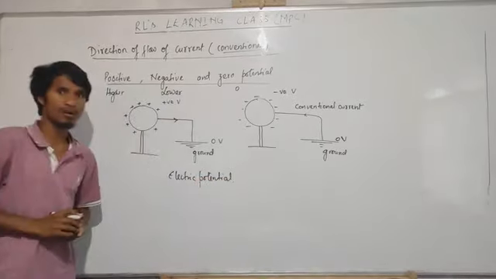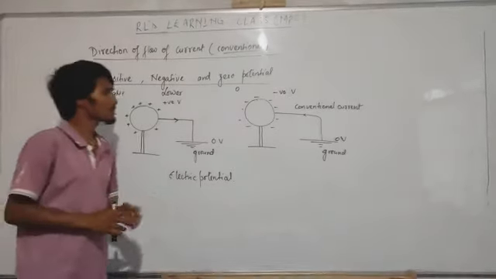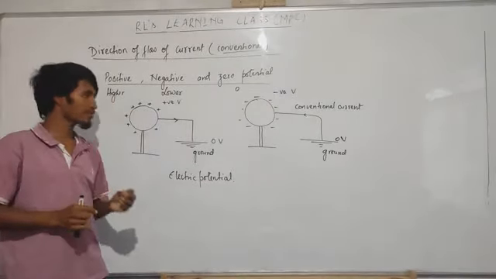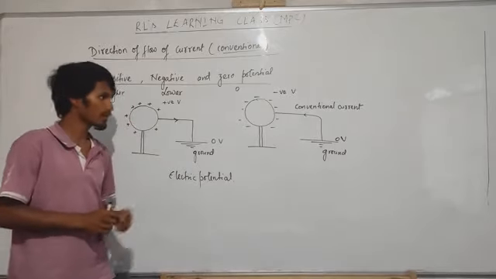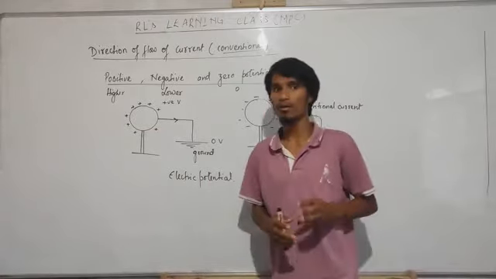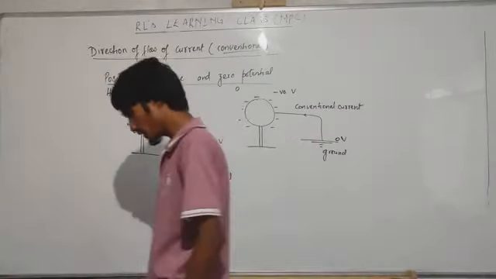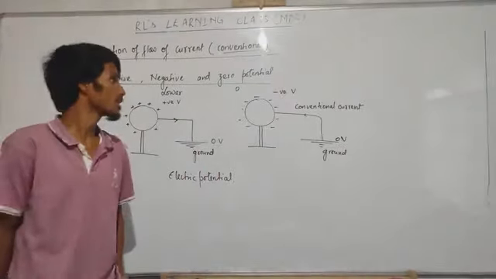Which determines the direction of current? Electric potential. Okay, at least remember this: the current always flows from higher to lower. It won't flow from lower to higher, like water. Then we'll come to the next part, the continuous current.